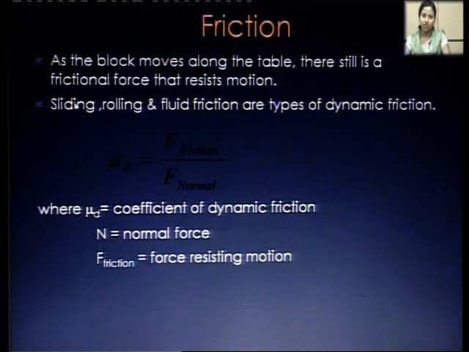Next is dynamic friction. If the block starts moving, then there is a frictional force that resists motion. It always resists motion. So these three are examples of dynamic friction.